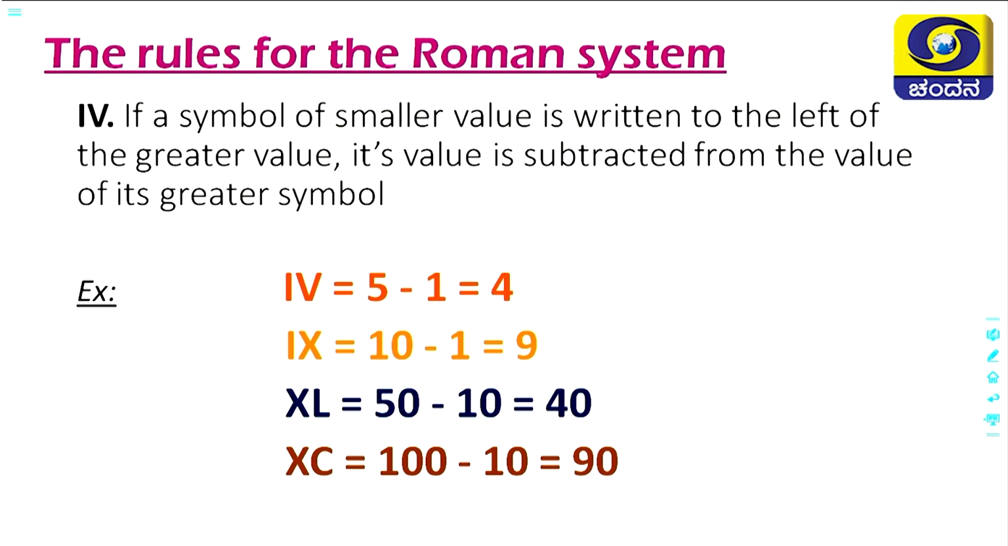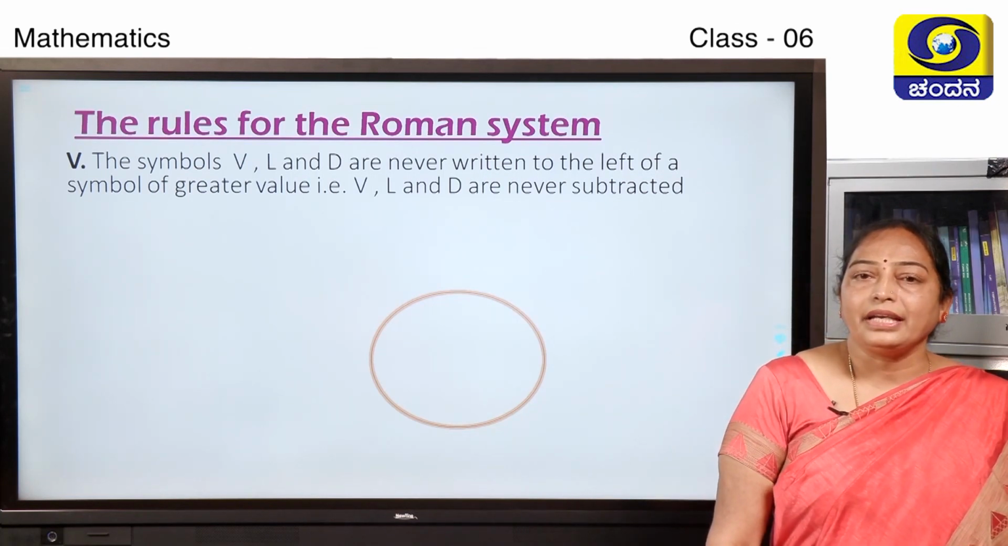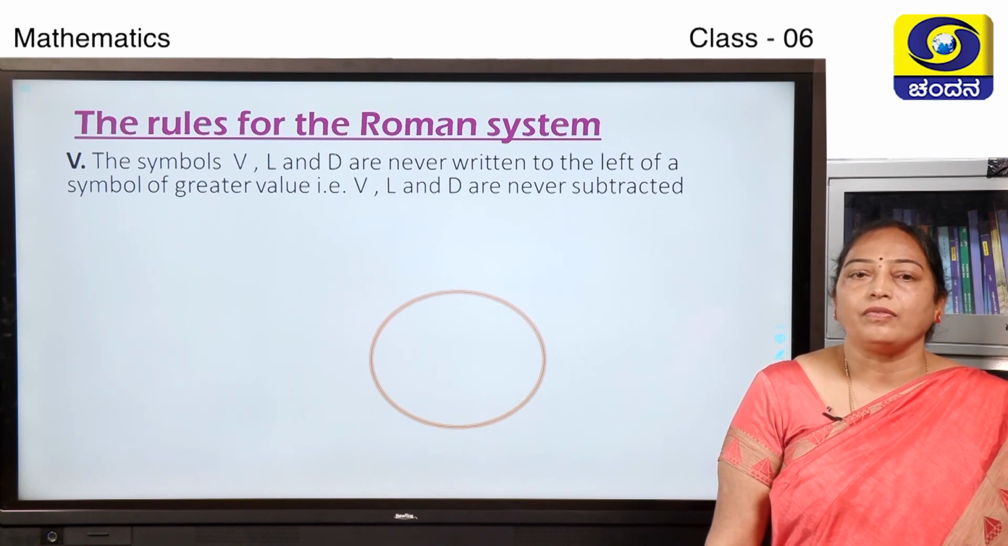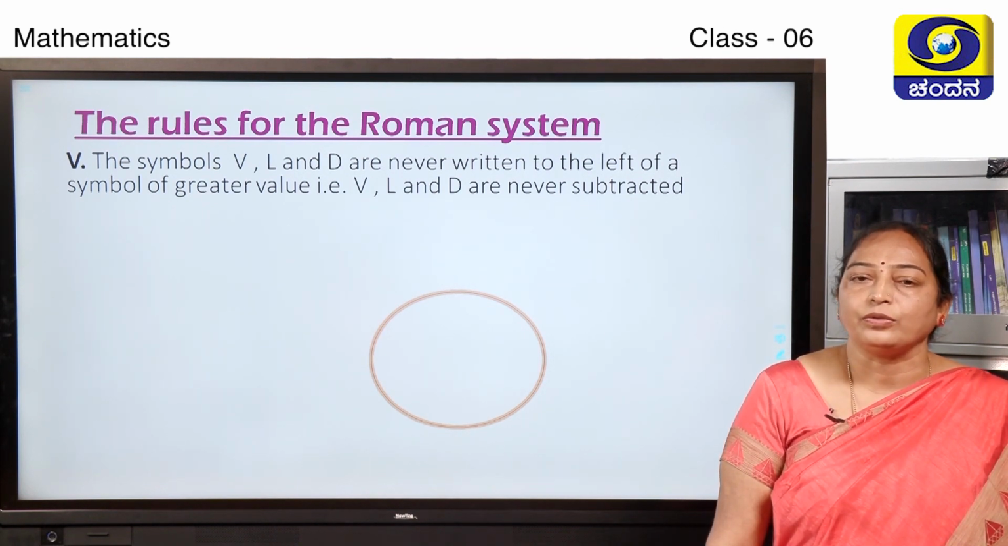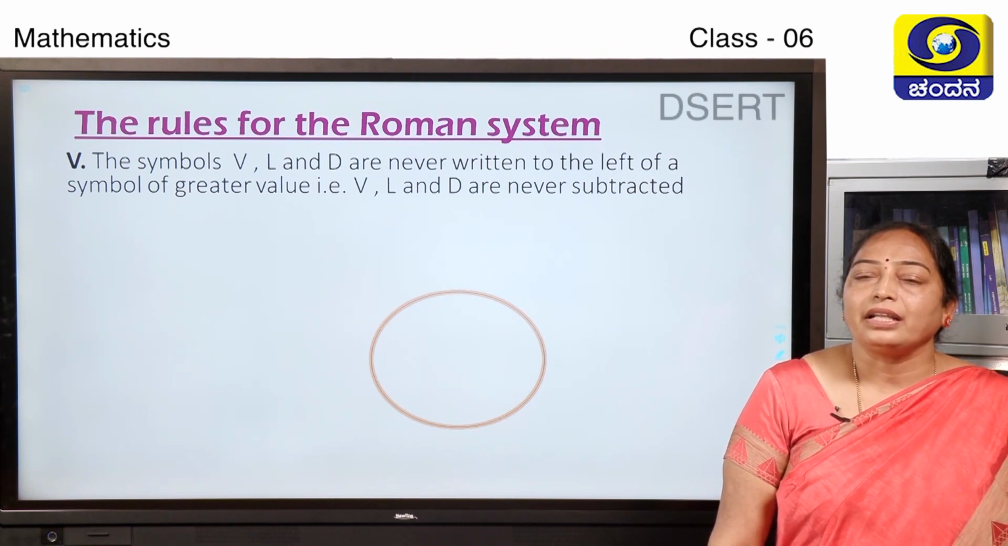That is 90. Fifth one: the symbols V, L, D are never written to the left of a symbol of greater value. That is, V, L, D are never subtracted.